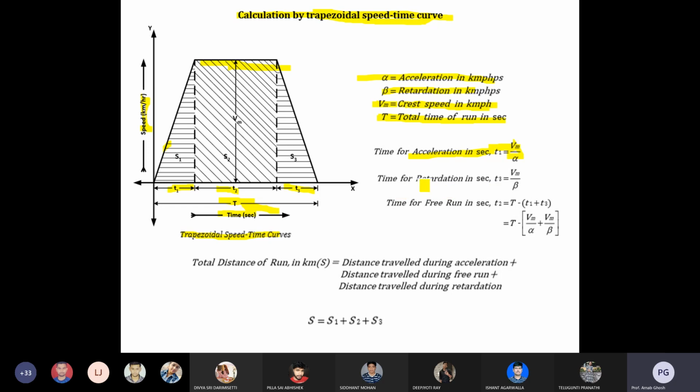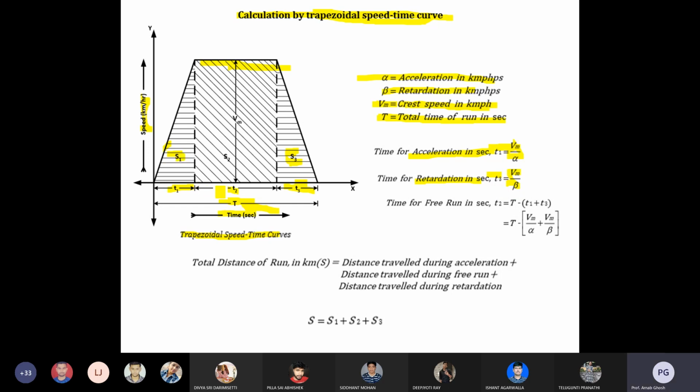For retardation, in the second zone, that was your T3. T3 equal to what? Vm by beta. So Vm equal to beta into T3, so T3 equal to Vm by beta.